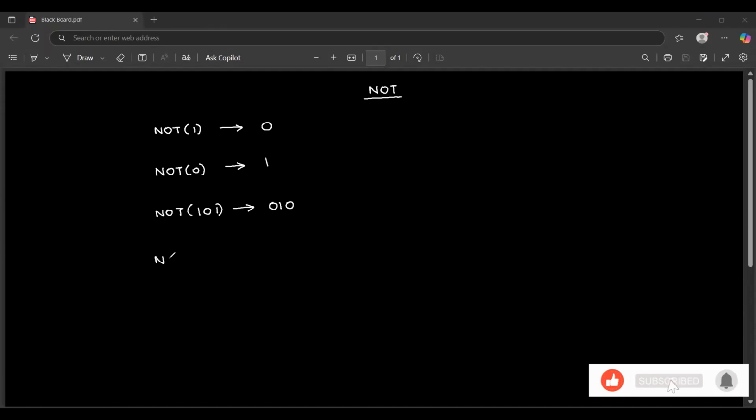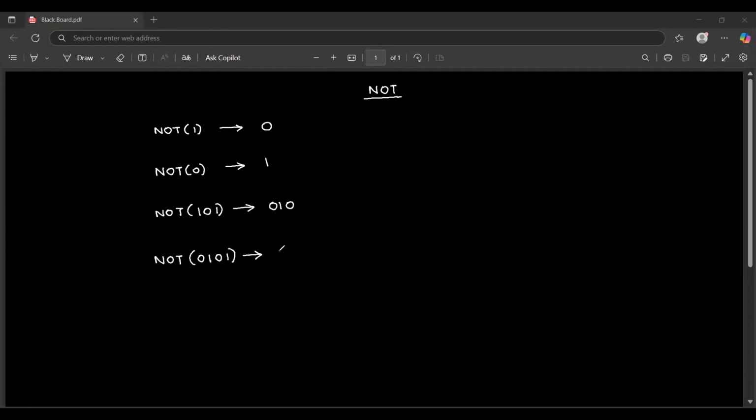Let's say we have a 4-bit system that states 0101. Well then NOT 0101 will be 1010. You may think this 0 carries no value, right? You may think like that, but the system uses 4 bits, so you have to do it like this. So let's continue.